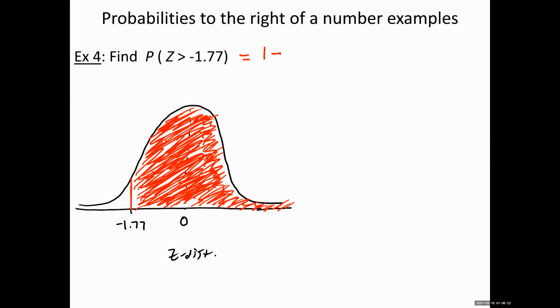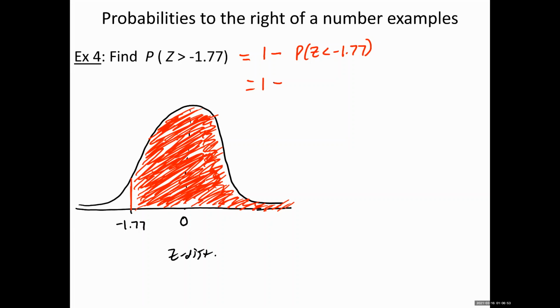Okay, and then who could tell me the rest that I'm going to write? Someone tell me the rest. The probability of z less than negative 1.77. That's right. You write basically this exact thing down, just change the symbol to a less than. Leave the number negative. You don't change the number, you just change the greater than to a less than. Yeah. Probability z greater than negative 1.77 is 1 minus probability z less than negative 1.77. That's a formula. Memorize it.